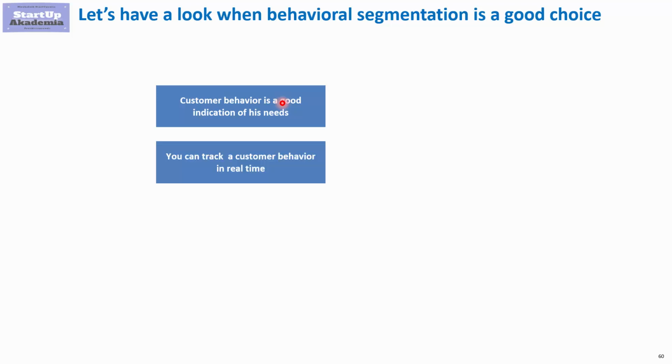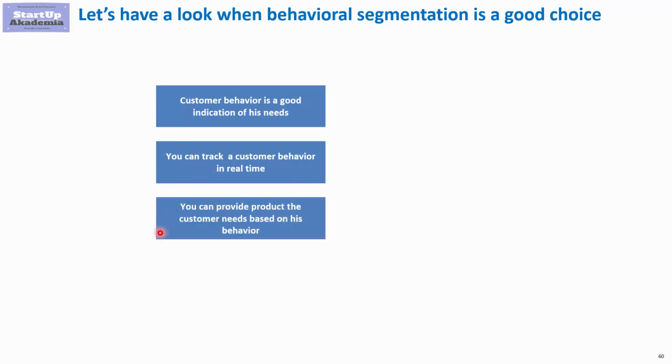Now, let's have a look when behavioral segmentation is a good choice. So first of all, I would recommend using it if the customer behavior is actually a good indication of his needs and what products you should offer him at what price and what channel. Then obviously you have to be able to track the customer behavior in real time. The fact that many companies have started gathering information on their products makes this segmentation much easier. Another important thing is that you should be able to provide or customize the product based on the customer behavior. So if your product cannot be really impacted despite the different behavior of the customer, then maybe this sort of segmentation doesn't make much sense.